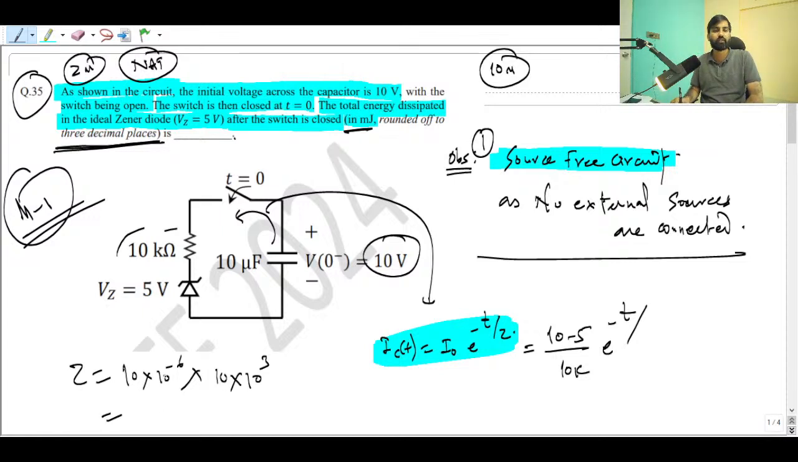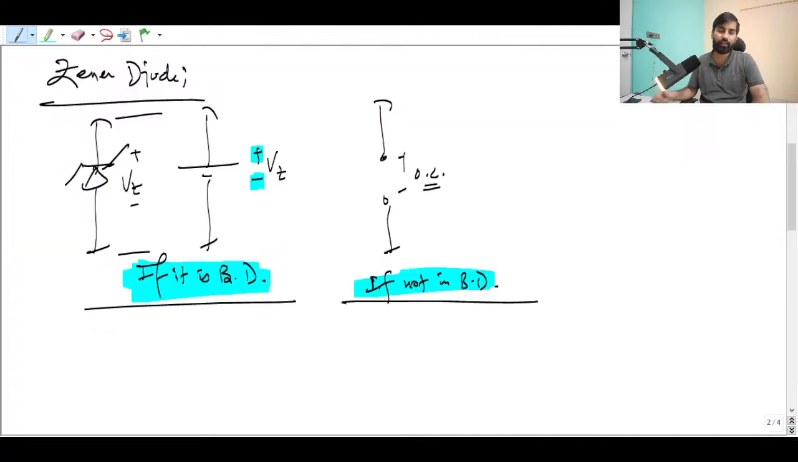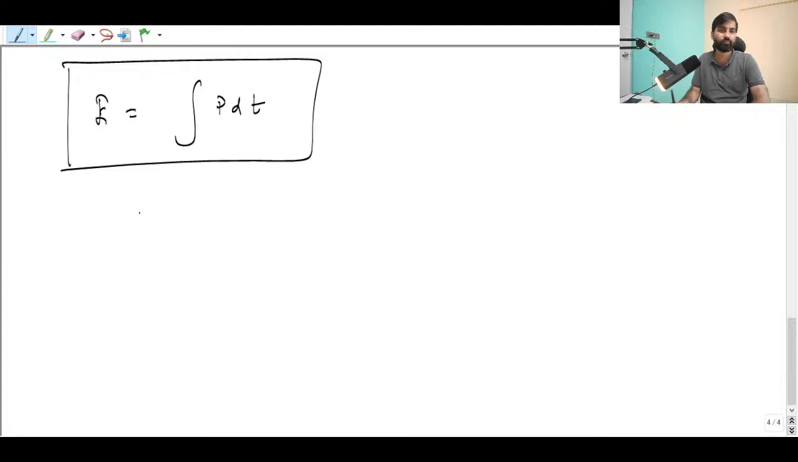100 into 10 raised to minus 3, which is 0.1. So your tau is 0.1, right? Now this current is going to flow. This is a decaying current flowing through this VZ, like through the Zener diode. So you can simply put in this equation.